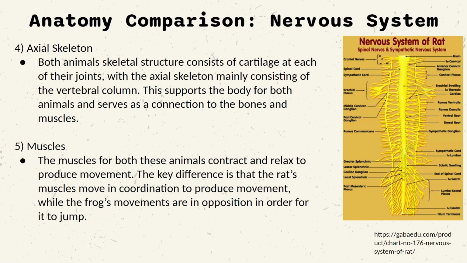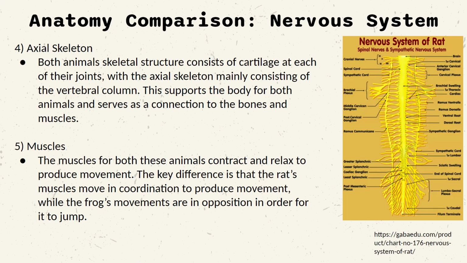The exoskeleton is also a common feature between the both, as both of them consist of cartilage at all their joints and extend from the vertebral column. This kind of supports the body for both animals and serves as a connection to the bones and the muscles.